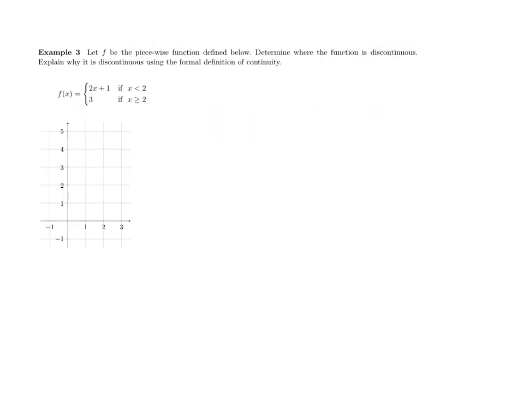Let's try this again with a different piecewise function, but something kind of similar. We'll try to find where it's discontinuous and use the formal definition of continuity to explain why. Okay, to graph this function, we're at 2. If we're to the left of 2, the function is 2x plus 1. That is a function that goes through 1, and it has slope 2, and therefore there'd be an open circle here at 2, and your graph looks like this to the left.